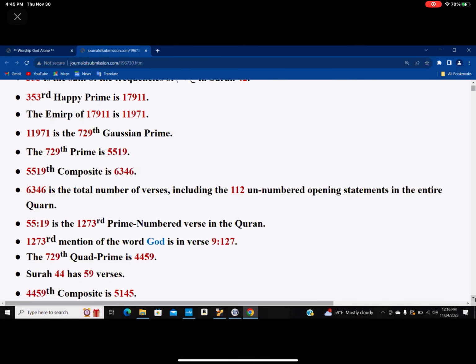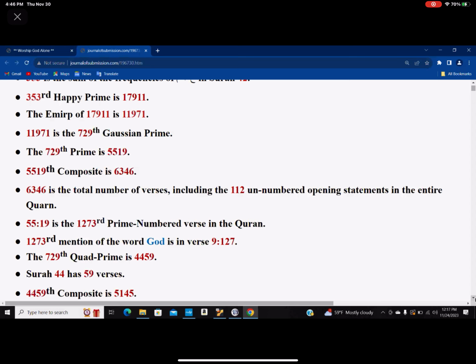Verse 55:19 in the Quran, Surah Rahman, verse 19 happens to be a prime number verse because 19 is a prime number. Okay? So the assignment of that prime number verse happens to be 1273. So the 1273rd prime number verse in the Quran is 55:19. But 1273 is actually 19 times 67, 67 times 19, but 67 also happens to be the 19th prime number.